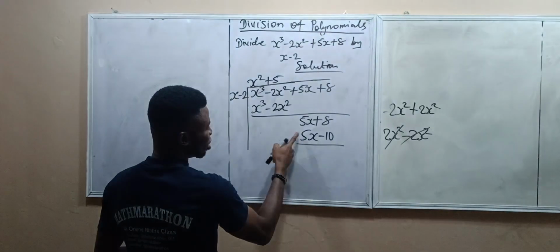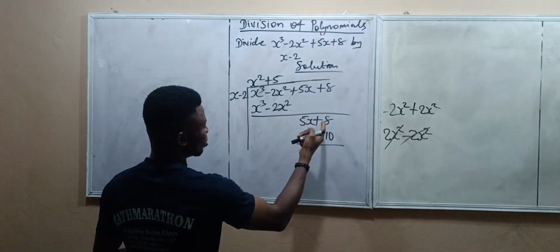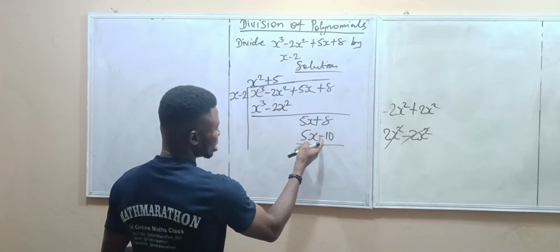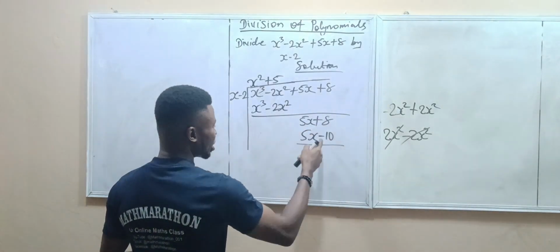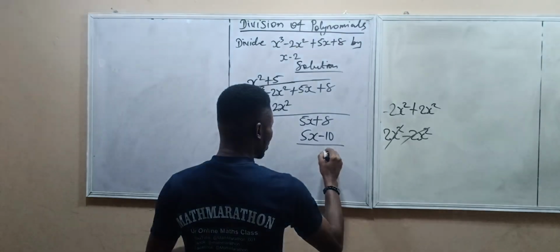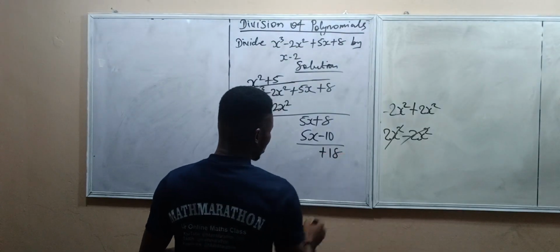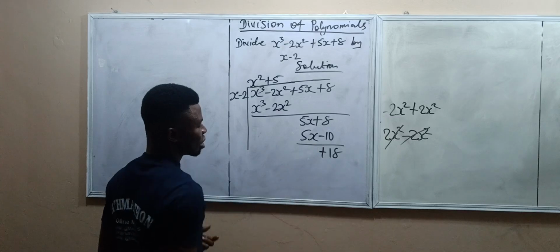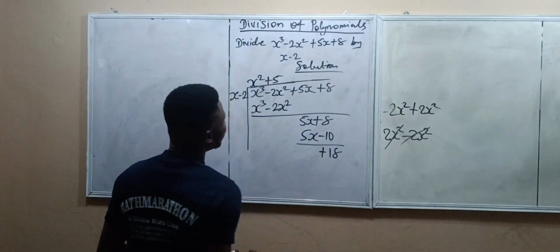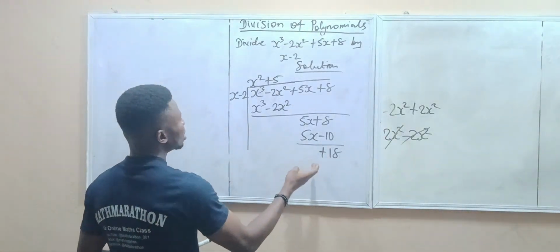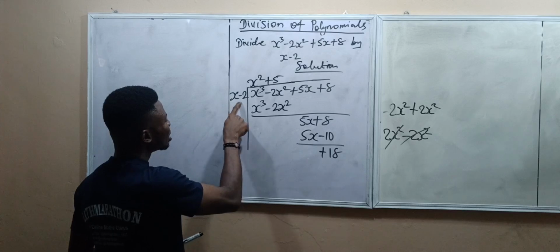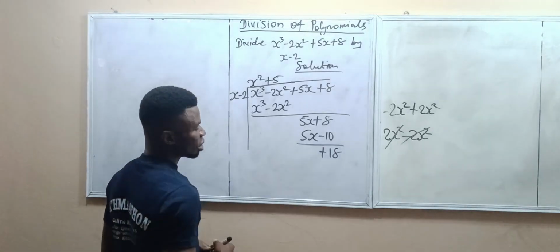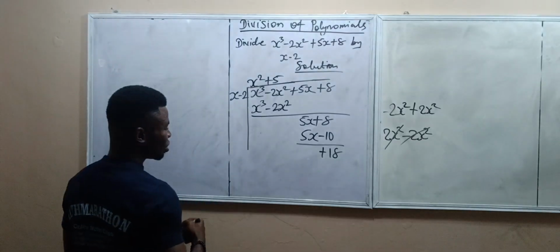Now you subtract. Remember there is minus here, you're subtracting the second from the first. Now plus 8 minus 10. So the minus times this minus is plus. So plus 8 plus 10 will give us plus 18. And then 5x minus 5x is 0. So if you look at this one, there is nothing else you multiply with this first term of the divisor that will give you 18. So that 18 is now the remainder.